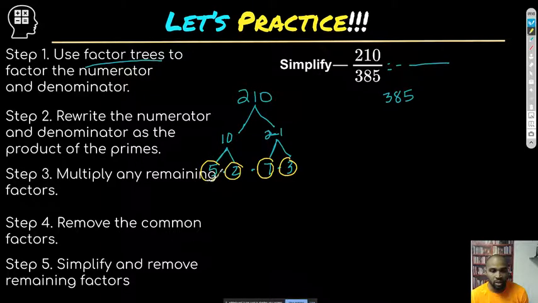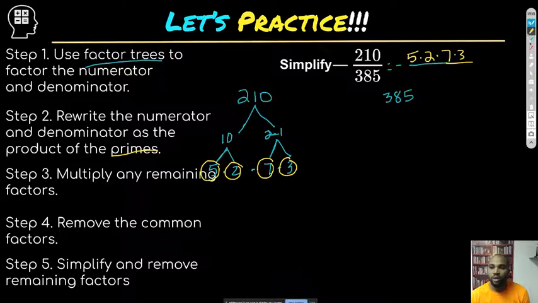And these are the numbers that you can use to represent the 210. So I'm going to rewrite those numbers up here on top: 5 times 2 times 7 times 3. Because that was actually our next step: rewrite the numerator and denominator as the product of primes. So all these numbers are prime numbers because they only have factors of themselves and 1. 5 times 1, 2 times 1, 7 times 1, and so forth.